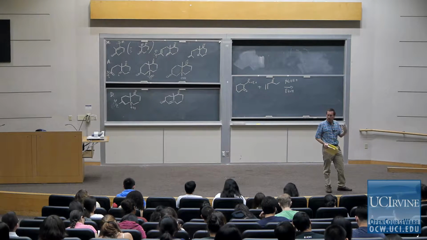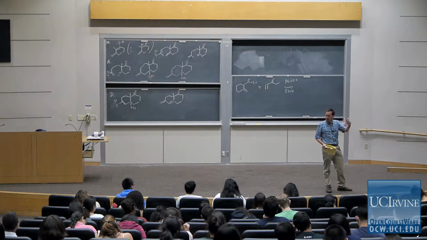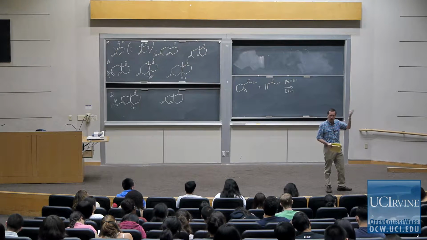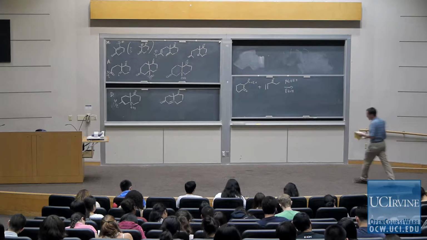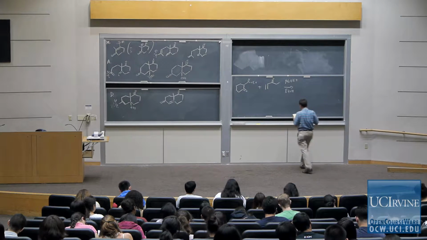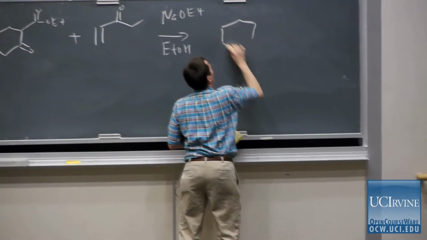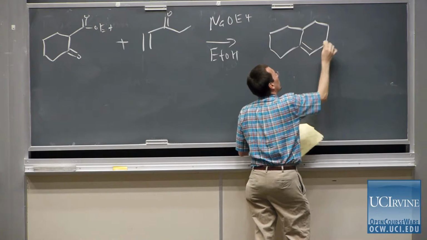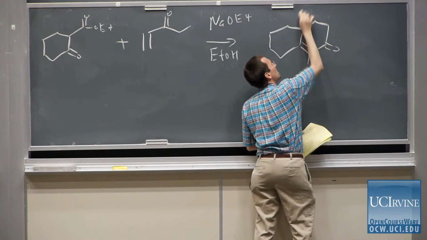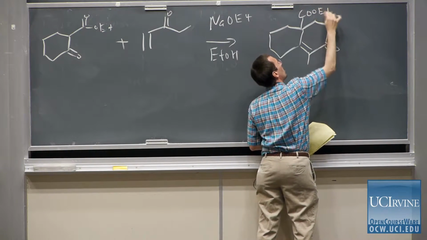So in general, if you have an ethyl ester, you want to use sodium ethoxide in ethanol. If you had a methyl ester, say, you'd want to use sodium methoxide in methanol. And our Robinson annulation product is this, and again, it's a cyclohexenone.